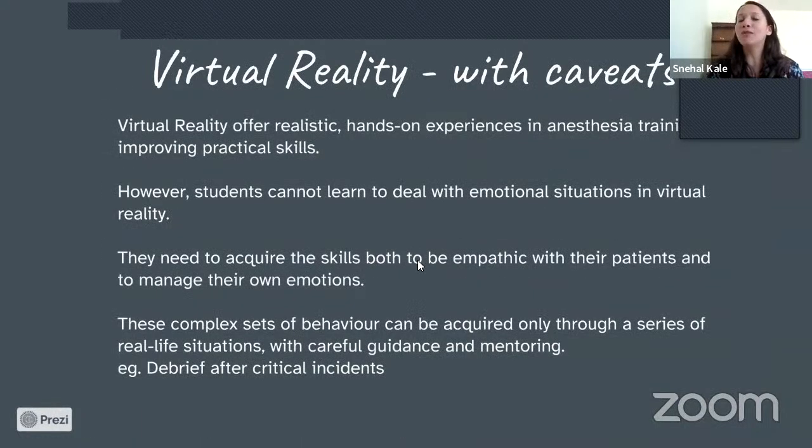Of course, all of this comes with caveats. So what I'm trying to say over here is that even with virtual reality, you can offer them realistic and hands-on experience in anesthesia training. But you won't be able to learn to deal with emotional situations in virtual reality.